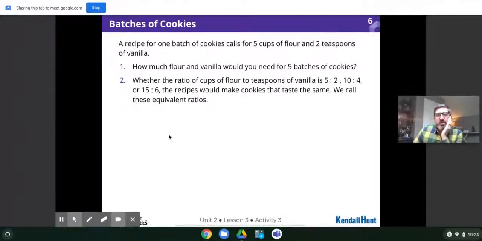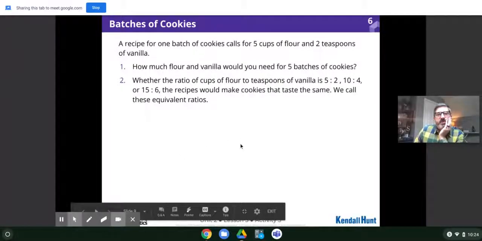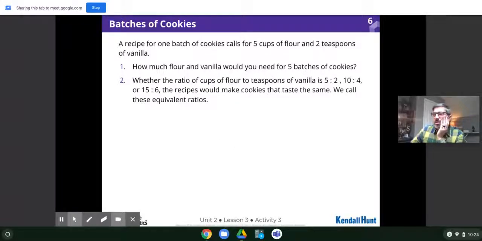All right, so we've talked about doubling the recipe, tripling the recipe. So going back to our original recipe, 5 cups of flour and 2 teaspoons of vanilla. The ratio of flour to vanilla in our original recipe is 5 to 2. If we were to double that, our ratio of flour to vanilla would be 10 to 4. If we were to triple that, our ratio of flour to vanilla would be 15 to 6. So again, remember, if we're doubling a recipe, we're just multiplying each and every ingredient by 2. If we're tripling a recipe, we're multiplying each and every ingredient by 3.